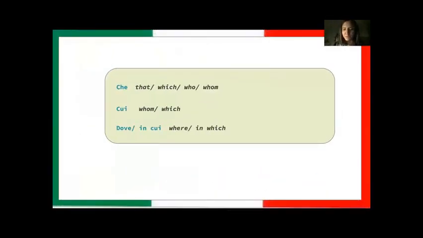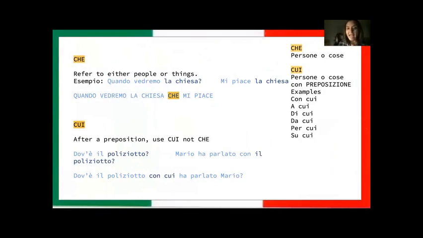So let's get started. Let's take a look at the most common relative pronoun. So we have 3 common relative pronouns. We have che, we have cui, and we also have dove and in cui. Okay, so this is a little chart for you to study. So let's take a look a little bit deeper into each one of them and what they mean in the language, okay? So let's take a look at the first 2, che e cui. So Gianna, can you please read the sentences and the definition?